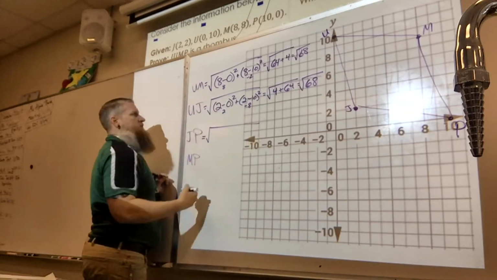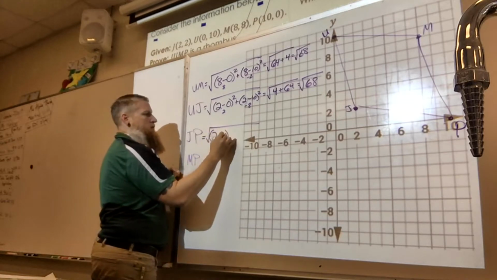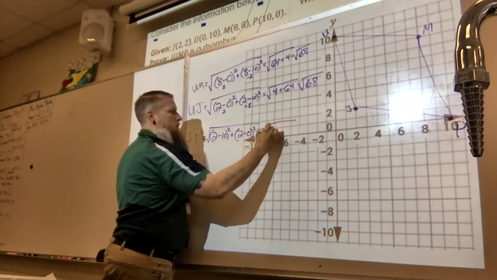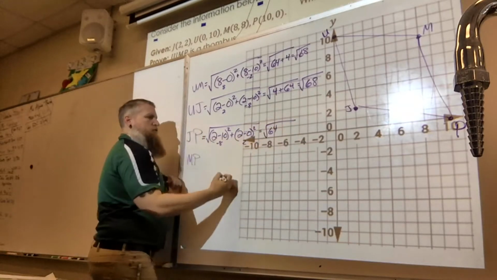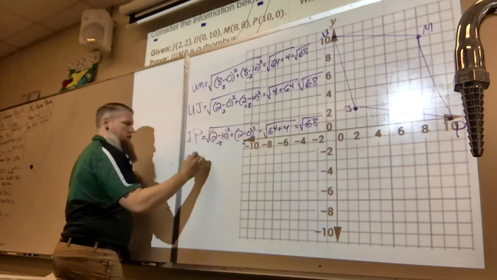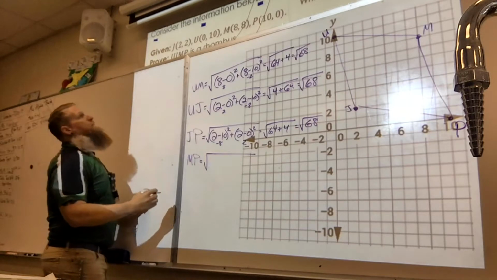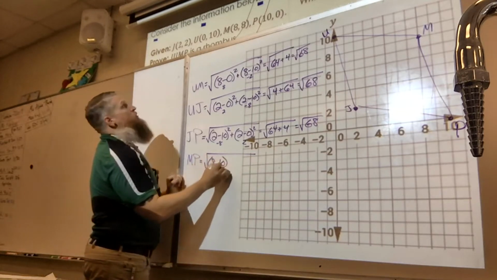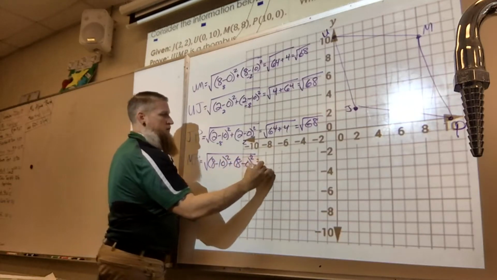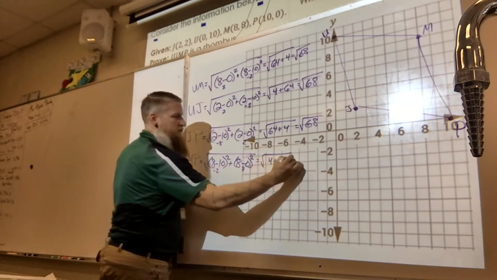All right, then repeat the process again. So JP is 2 and 10 for my x coordinates, and 2 and 0 for my y coordinates, which is negative 8. That's 2, so negative 8 squared is 64. 2 squared is 4, so again, square root is 68. And then from M to P, I've got 8 and 10 for the x coordinates, and 8 and 0 for the y coordinates. So again, 8 minus 10 is negative 2. 8 minus 0 is 8, so I've got 4 plus 64, which is still 68.